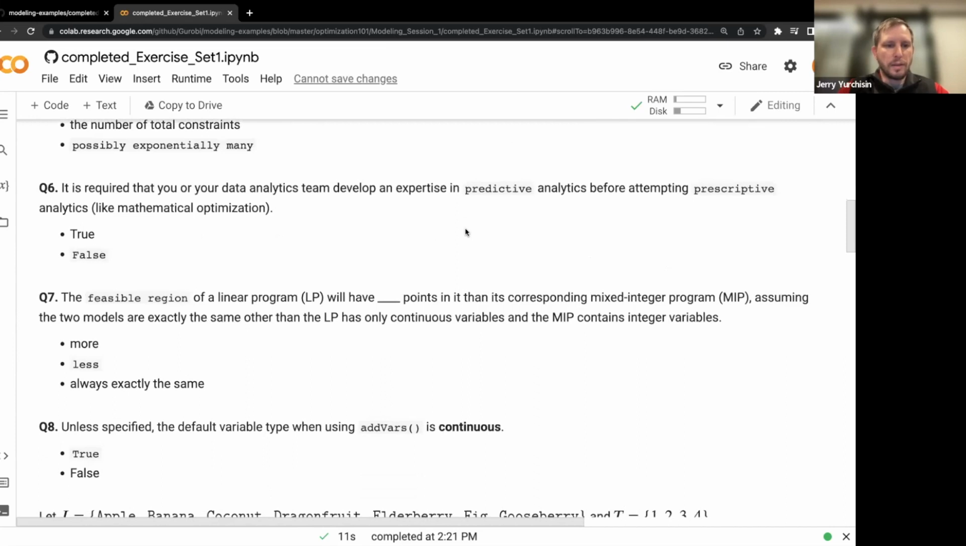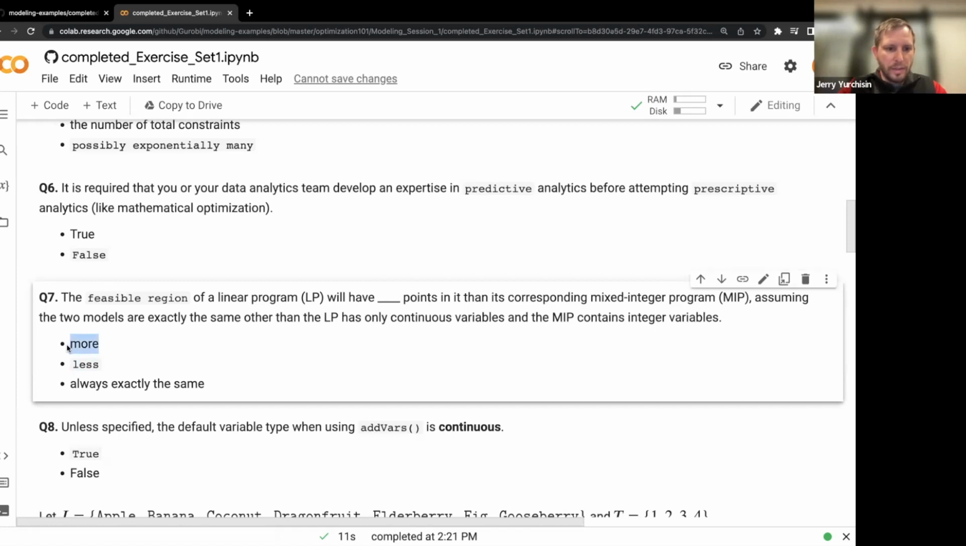Question 7, the feasible region of an LP will have blank points in it, compared to its corresponding mixed integer program, assuming that the two models are exactly the same. It's just that one has GRB.INTEGER as its variable type, and the other has continuous. From what Hassan showed in his video, the number of integer points in a feasible region is always going to be... oops, did I highlight the wrong answer? I think I highlighted the wrong answer. That's this one. That's another mistake on my part. I mixed them up in my head. Sorry about that. LPs will have more points in their corresponding feasible region than mixed integer programs. Mixed integer programs have only integer points. LPs have every point.